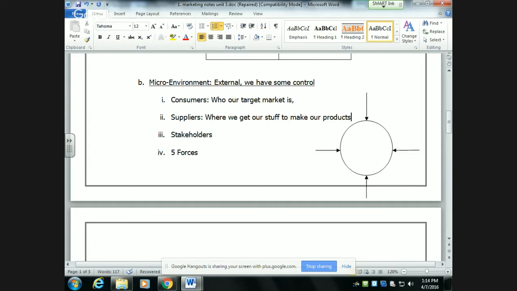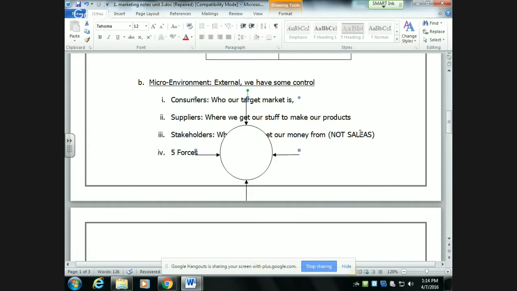Okay. And finally, our stakeholders. This is the question, where do we get our money from? Now, I want to make this very clear. Stakeholders are not consumers. These two things are not related. When I say where do we get our money from, I am meaning, and make sure you write this, not sales. I'm talking in terms of not sales.